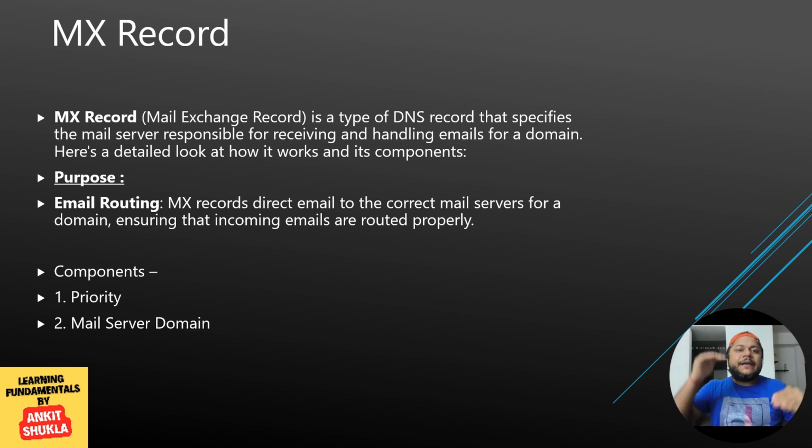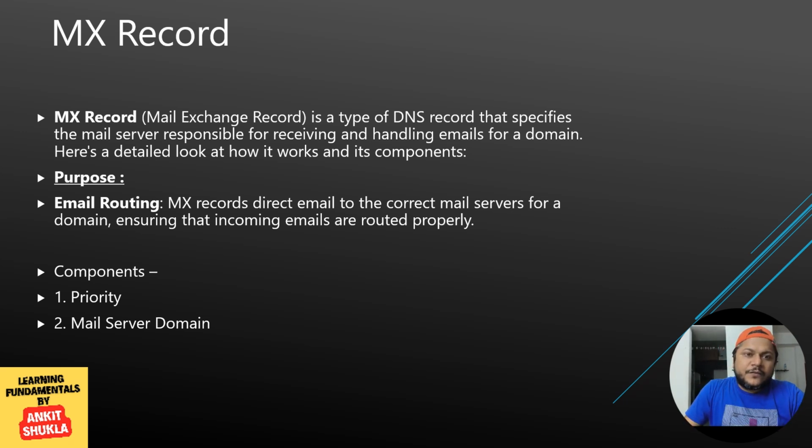Lower the number, higher the priority. For example, if you have MX records that have two priorities, 10 and 20, mail will first be delivered or sent over to the server with priority 10. If it's unavailable, then the server with priority 20 would be used.